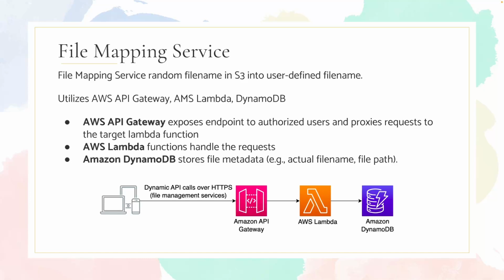API Gateway exposes the endpoint to users, ensures the user is properly logged in, and proxies the requests to the target Lambda function. The Lambda function handles the user requests, processes them, and stores the data in DynamoDB.